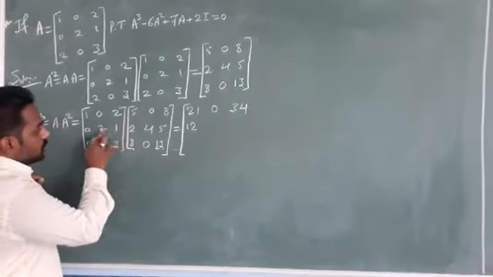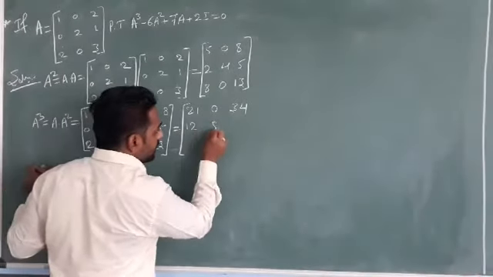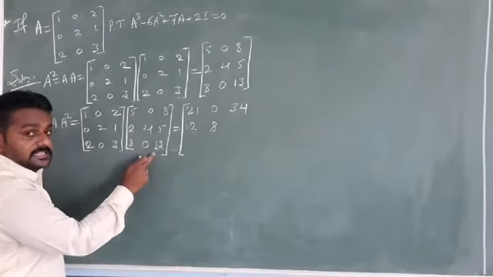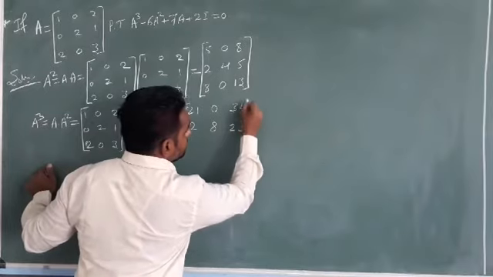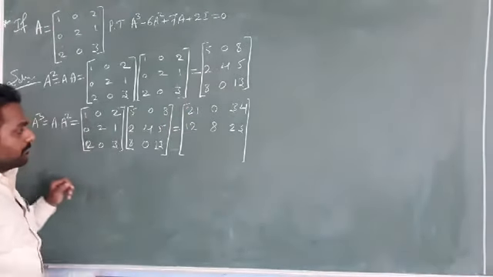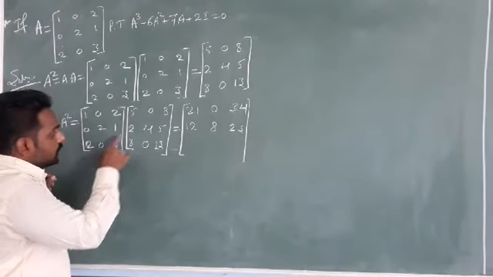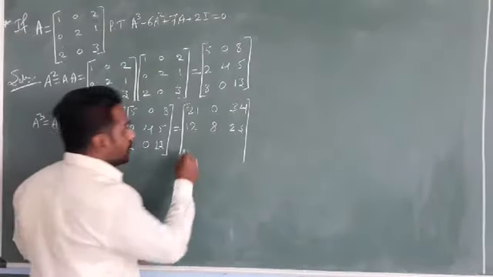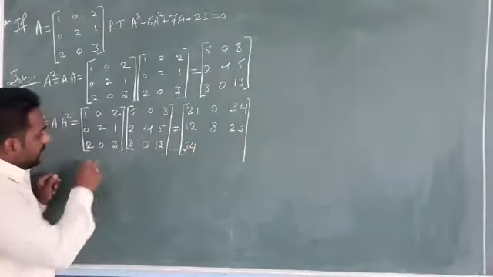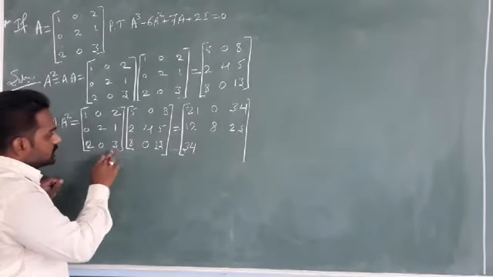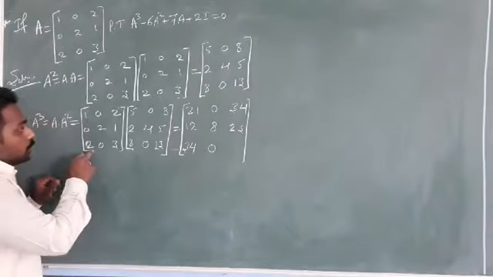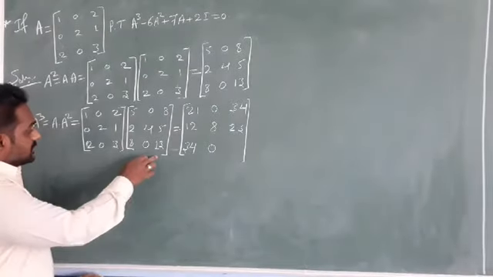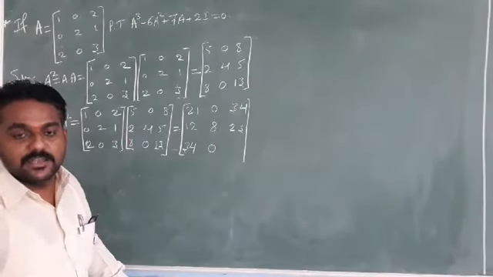0 into 0, 0, 2 into 4, 8, 1 into 0, 0. So you get the 8. 0 into 8, 0, 2 into 5, 10, 1 into 13, 13, 10 plus 13, that is 23. 2 into 5, 10, 0 into 2, 0, 3 into 8, 24, 24 plus 10, that is 34. Next, 2 into 0, 0, 0 into 4, 0, 3 into 0, 0. 2 into 8, 16, 0 into 5, 0, 3 into 13, 39. 39 plus 16, that is 55.